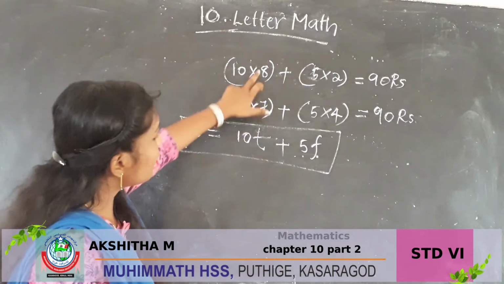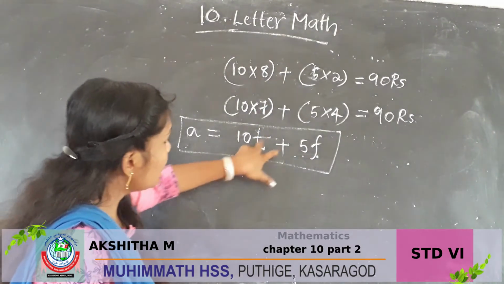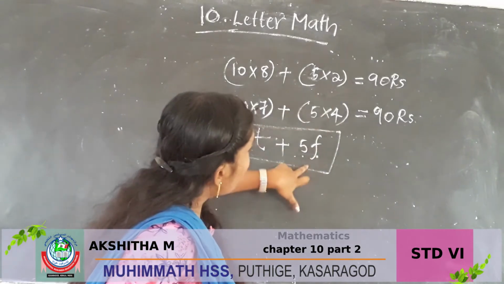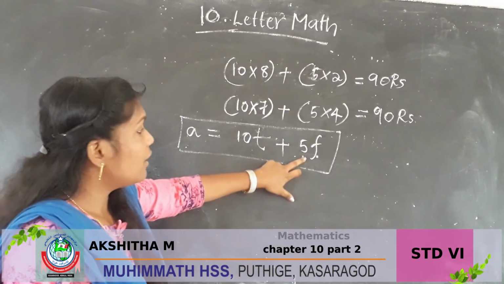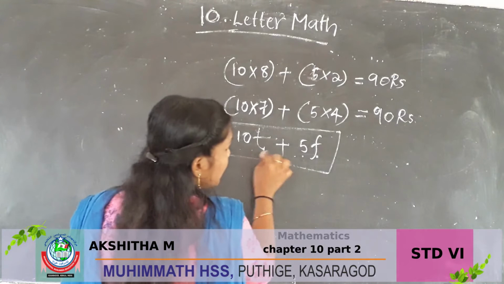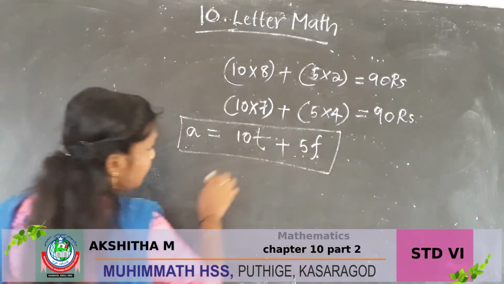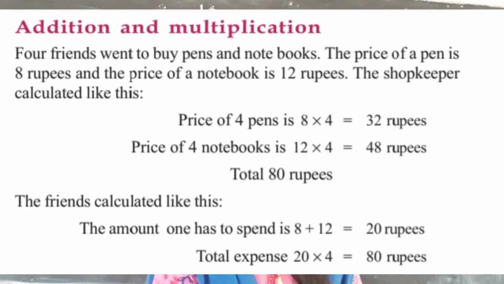Here, the number of 10 rupee notes we write as t, and the number of 5 rupee notes we write as f. So A is equal to 10t plus 5f. Is it clear? Look at the next question on screen. Addition and multiplication. Let us read the question.